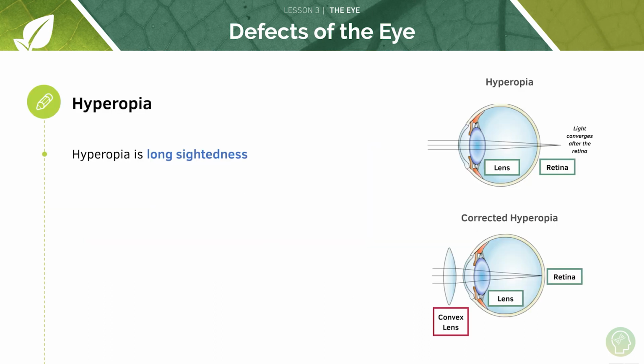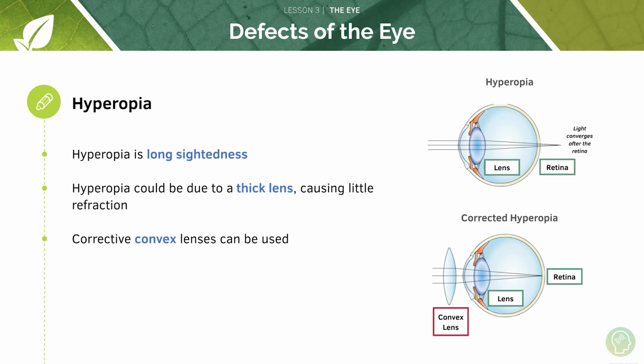So just to summarise, hyperopia is long-sightedness, so it's a struggle to see nearby objects, which basically means that there's too little refraction by the lens. So that means that the light rays are still wide apart when they reach the retina, and they would, in a theoretical fashion, be destined to cross at a point behind the retina. So it could be due to a thick lens, whereas myopia is often due to a thin lens. And alternatively, the eyeball may be too short, which means that the light rays do not cross by the time they reach the end of the eyeball. So those are the possible causes of hyperopia.